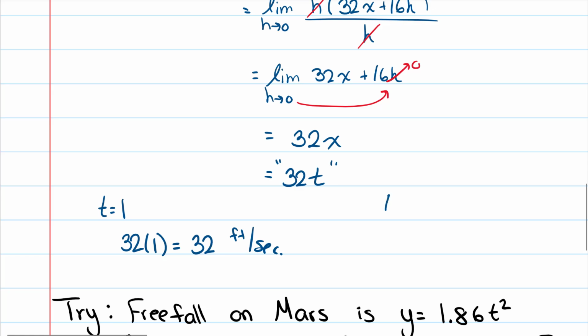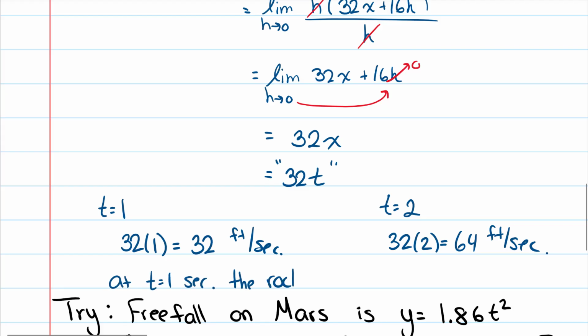If I wanted to know, say, at t equals 2, I would just plug in 2. So you would get 32 times 2 is 64 feet per second, and so on. If you want to know other times, you just follow the pattern. Now, because this is a word problem, they asked us the question in a sentence. We're going to respond in a sentence. At t equals 1 second, the rock was falling at 32 feet per second.